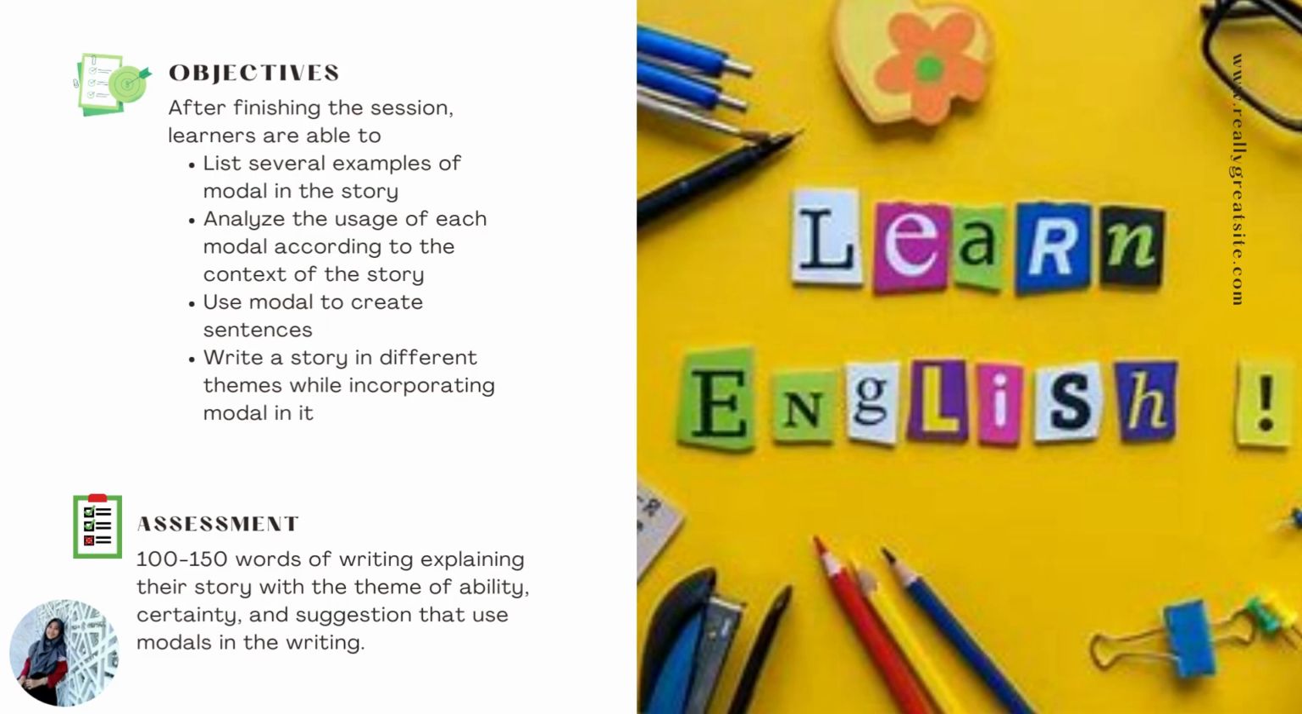And how do I know whether the objectives are achieved or not? We are going to use assessment. The assessment consists of formative and summative assessment. The formative assessment will be conducted throughout the session to see whether the students have improved and understood the concept of modals throughout the learning. The summative assessment is conducted through writing a mini story of 100 to 150 words, explaining their story with a theme that is decided by the teacher.